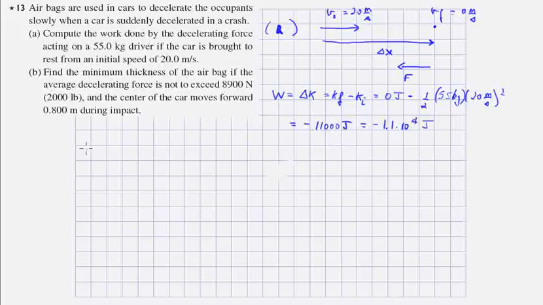Okay. Part B now asks us to calculate the minimum thickness of the airbag if the average decelerating force is not to exceed 8,900 newtons. You want to keep this force as small as possible because that force is going to act directly on the passenger. And if it's a big enough force, the passenger is going to be seriously hurt.